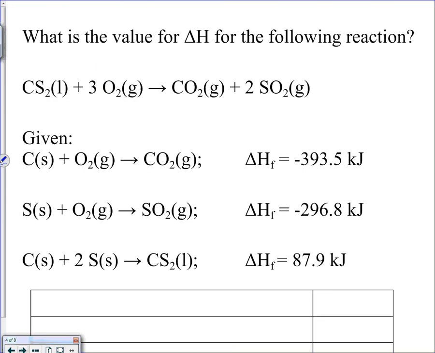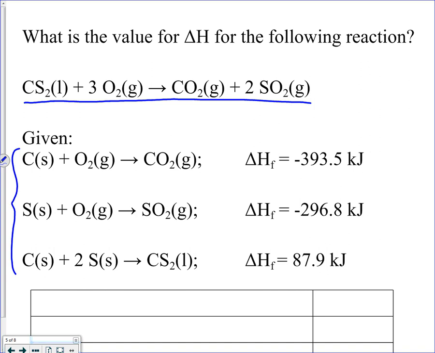Okay, let's do one more example. This one is not in your notes, so if you want to write it on the back, or actually don't write it on the back, just follow along. So here is the equation that we want to get to. Okay, and here are the given reactions, these 3.